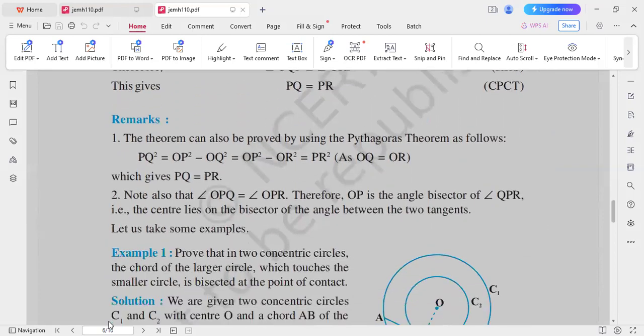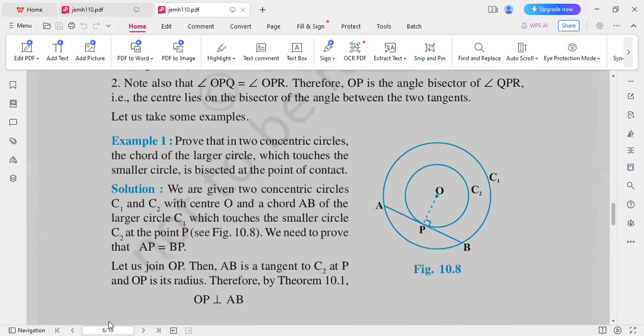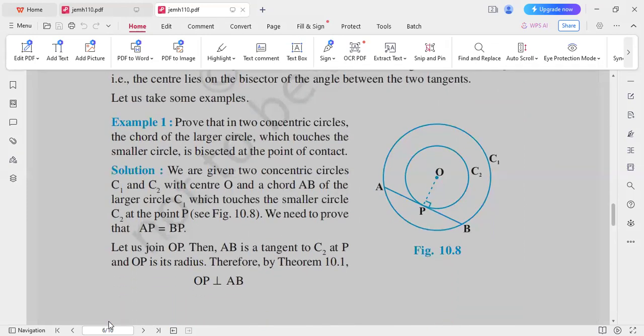So let us go to the next. Here, there is one theorem also, you can say, that proves that in two concentric circles... What is the meaning of concentric circle? The circles which have the same center. Manya, do you understand the concentric circle meaning? You have drawn one circle here, you have drawn one circle here, but don't you think that for both the circles, the center is this only?